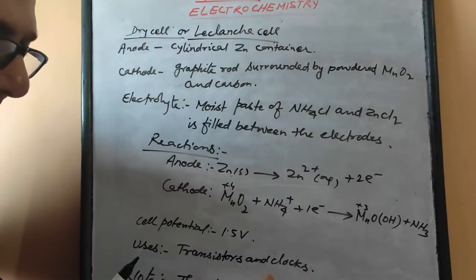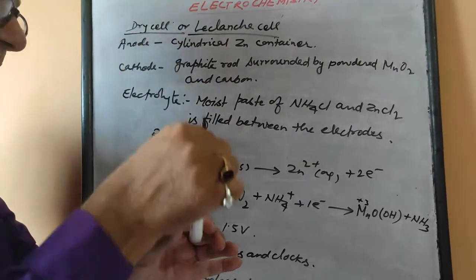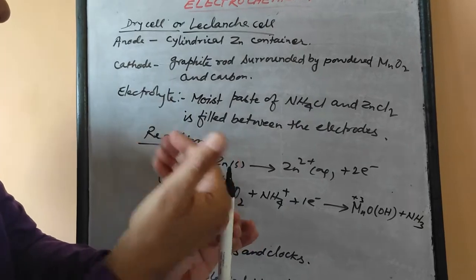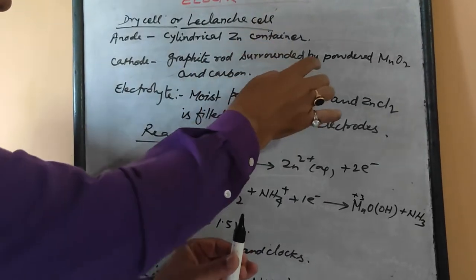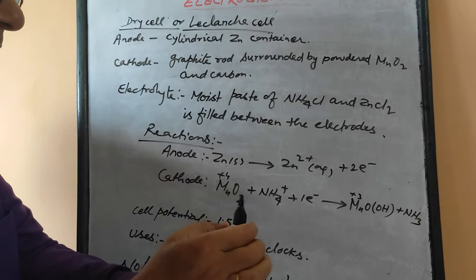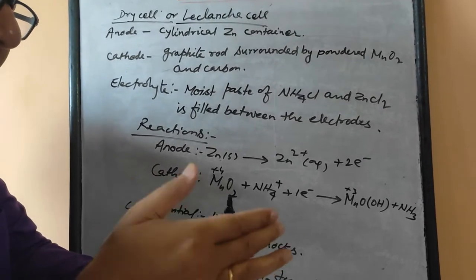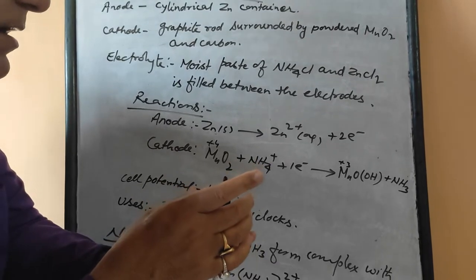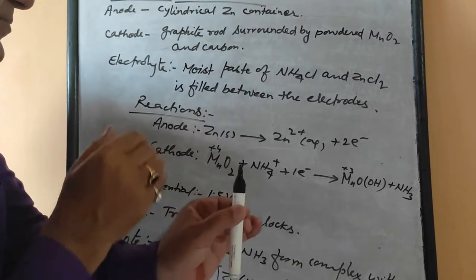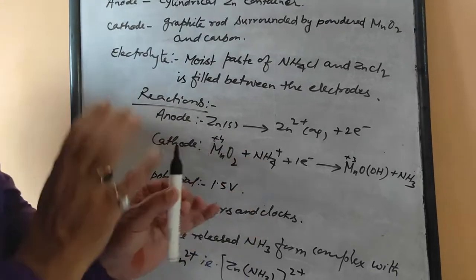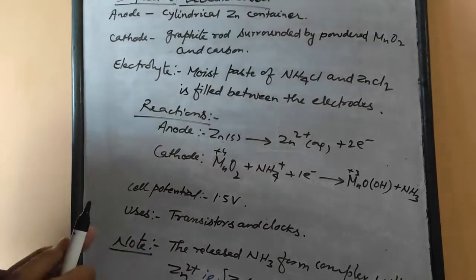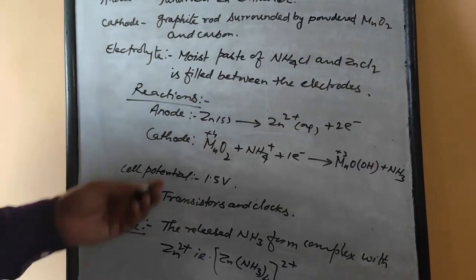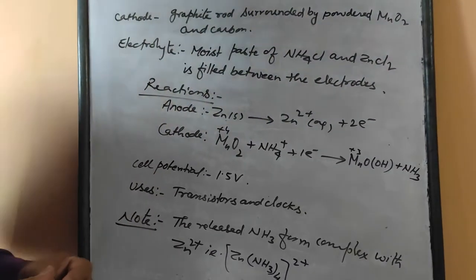And this is the cylindrical zinc container. In the center there is a graphite rod, and this graphite rod is surrounded by powdered MnO2 and carbon, and between the zinc container and this graphite surrounded by MnO2 and carbon, this electrolyte is packed. Now, although the reaction of the dry cell is complex, according to NCERT, it has been given in a simple manner.